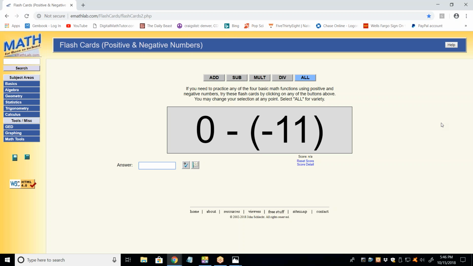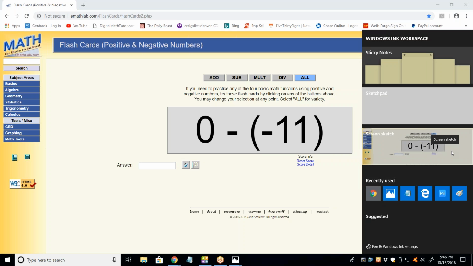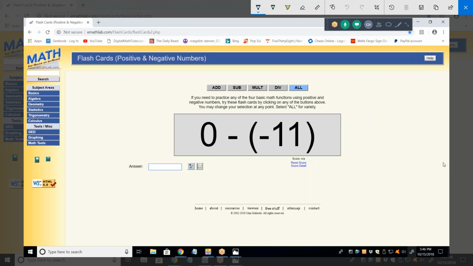Negative 11? Nope. Oh, wait, 11. Okay, I'm going to go through the method with you, because now you're just guessing. Okay? So which is the subtraction sign? Which is the negative sign? Well, the sign in front of the 11 is the negative sign, and the sign in front of the 0 is the subtraction sign. Okay. So that's the subtraction sign. That's the first thing you absolutely have to recognize, which is which.